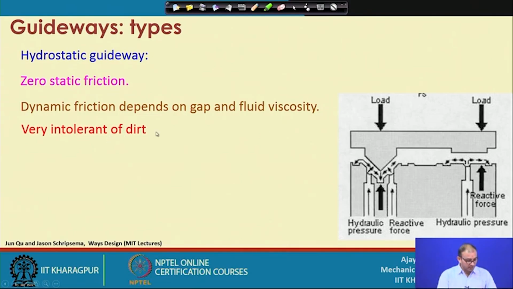Then, it is very intolerant to dirt. That is a very serious thing here, because we are using liquid, and this particular gap is 15 micron or so. If you are not filtering this liquid very perfectly, this dirt will create some type of problem. It may clog this particular passage, and then you have to find some way to remove it. So the filtering of this oil, or whatever liquid you are using, should be perfect, without any impurities.